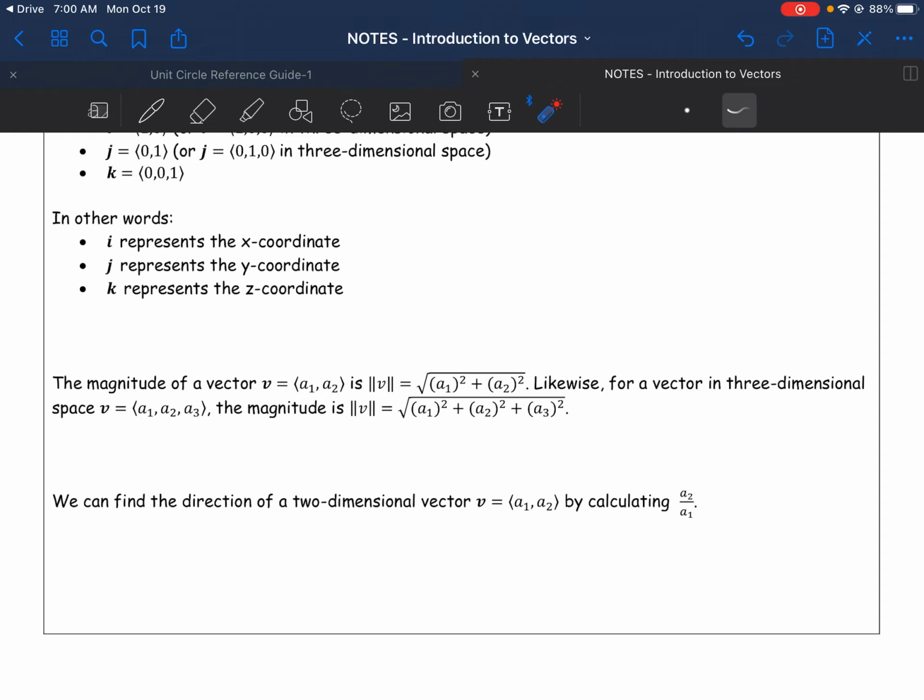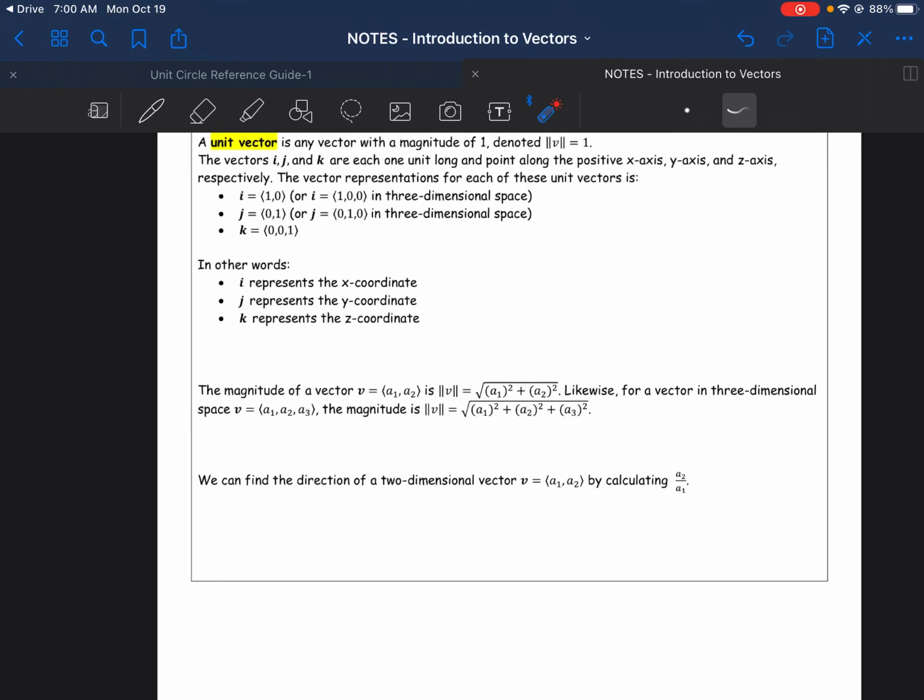Now to find the direction of a 2-dimensional vector, we're going to leave out 3-dimensional vectors. The direction of a 2-dimensional vector, let's say we have the x component and the y component, we would find the direction by basically calculating the slope essentially. We would take the y component and divide it by the x component, and that would give us the direction of that vector. Again, that's the y component divided by the x component.